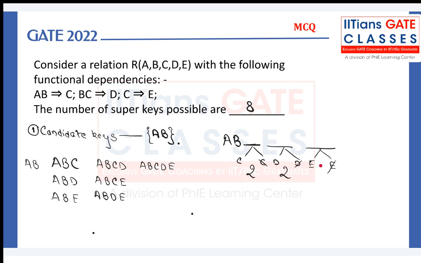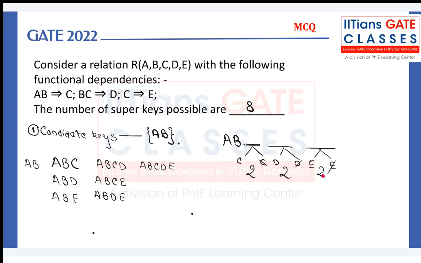Which rule will you apply? Product rule or sum rule? Product rule. What is the answer you get? 2 to the power 3, which is 8. So it's a combinatorics problem.